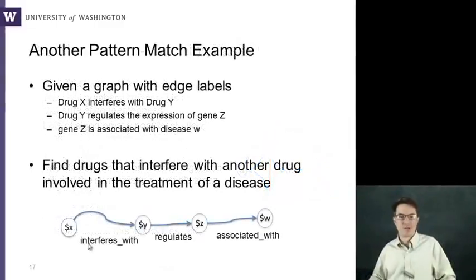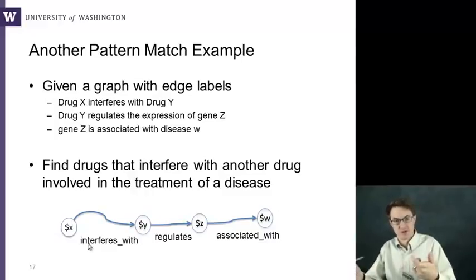So let's look at another pattern match example. This one's a simplified version of a real example that comes from work with some of our collaborators. Okay, so here, given a graph with edge labels is the extension we're going to make. Instead of just source vertex and target vertex, we're going to assume that there's going to be a label on that edge as well. So a third attribute in this table, if you will.